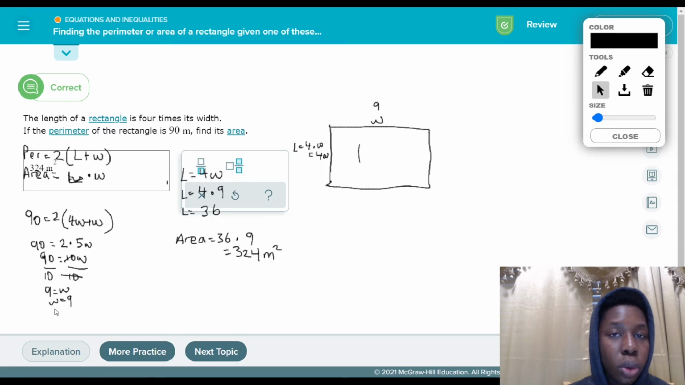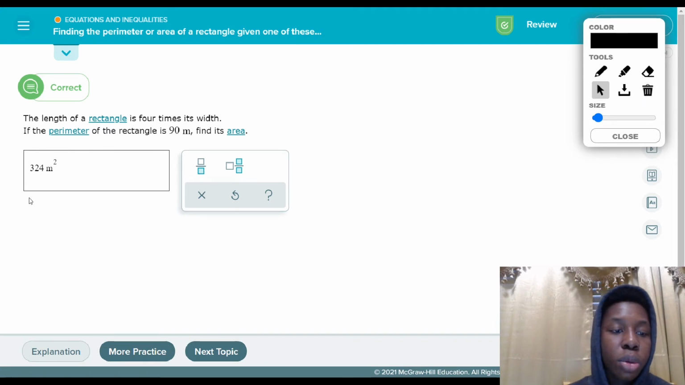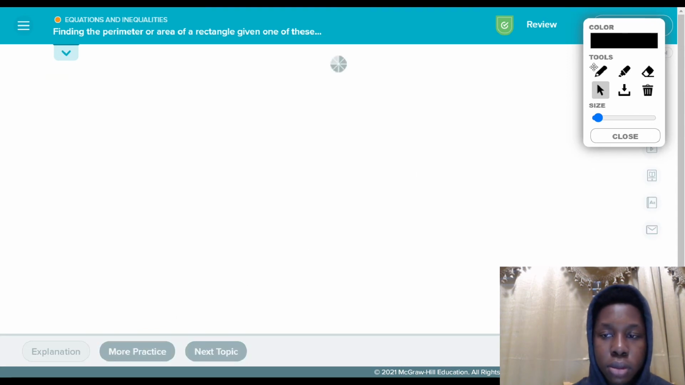So the w is the width. I solved the width, which was 9, right? And I know that the length of the rectangle is 4 times its width. Based on that, I was able to solve for the length, which was 4 times 9, which equals 36. And the area equals length times breadth. So I multiplied the 36 and the 9, which brought me to 324. Okay, so let's look at more practice.